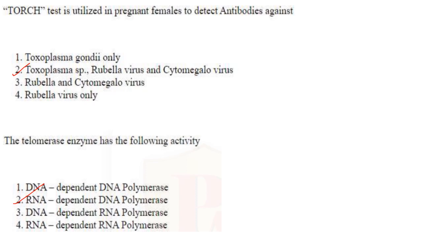The telomerase enzyme has the following activity. So it is RNA dependent DNA polymerase. It is a reverse transcriptase. Answer is option 2.